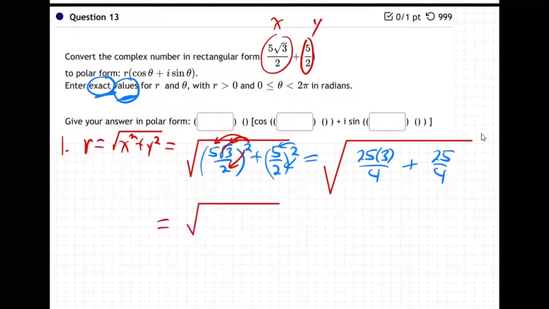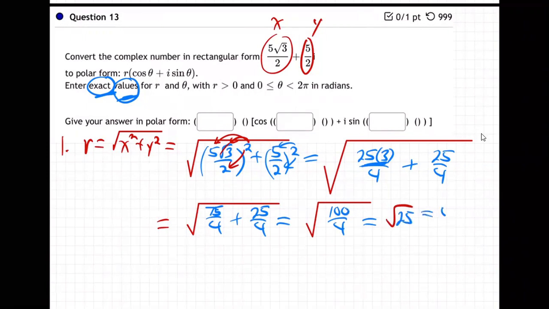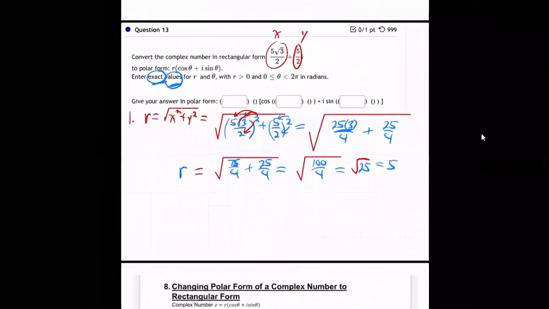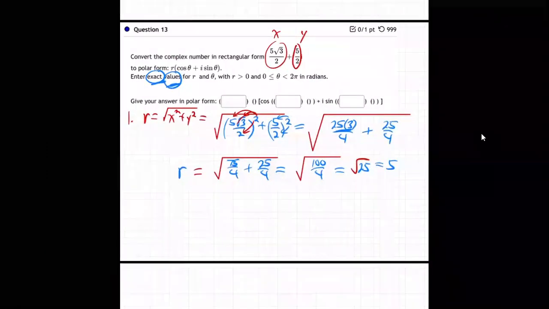And so we get the square root of, what's that going to be? 75 over 4, 3 times 25, plus 25 over 4, which is 100 over 4, which is the square root of 25, which is 5. So the r value is 5. We could have used our calculator and it would all come out to just be 5. That's fine. So r is 5.